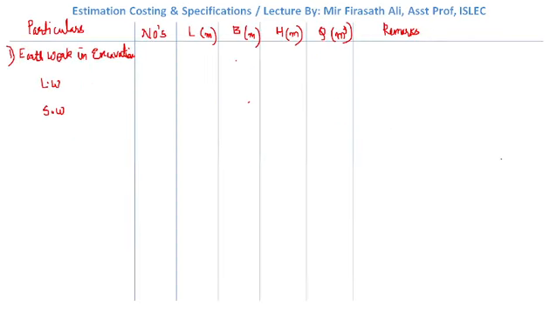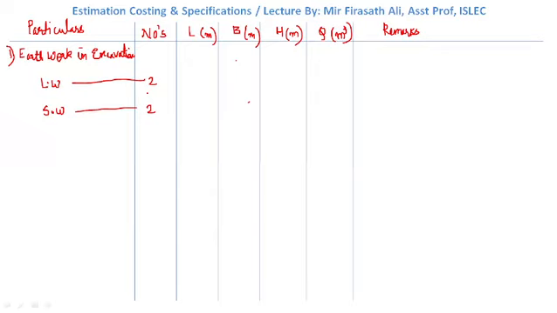So when we talk about these quantities, how many long walls we have? We have 2 long walls and we have about 2 short walls. Okay. So now let us go back to our figure.